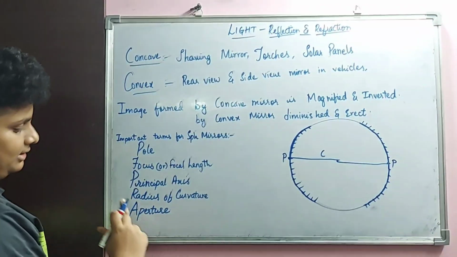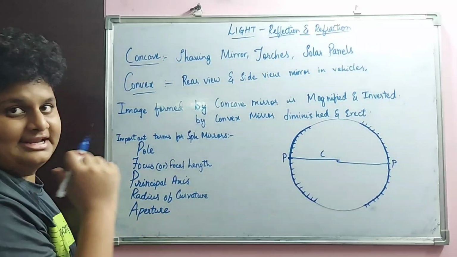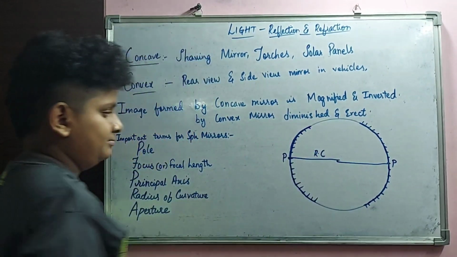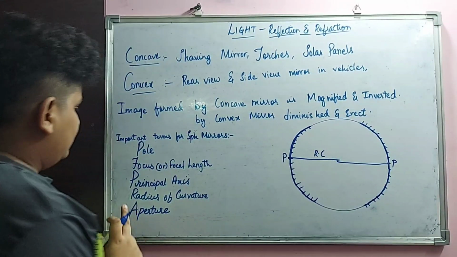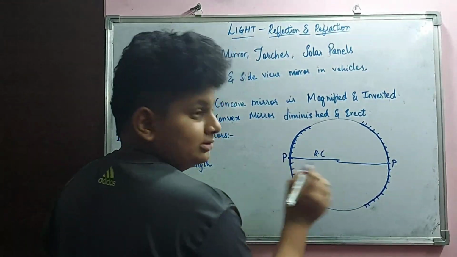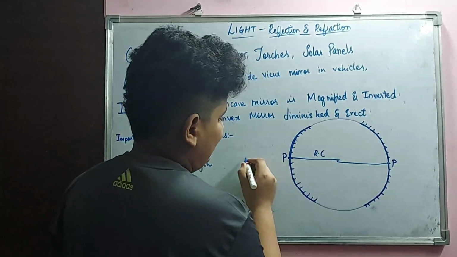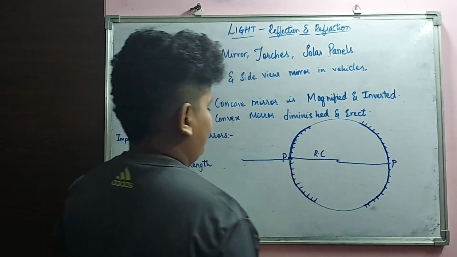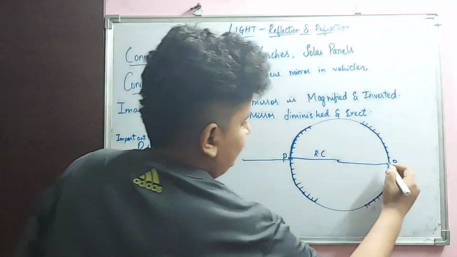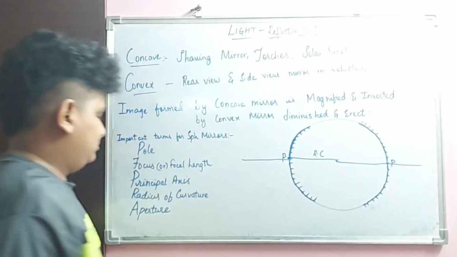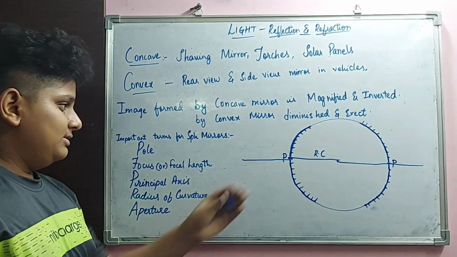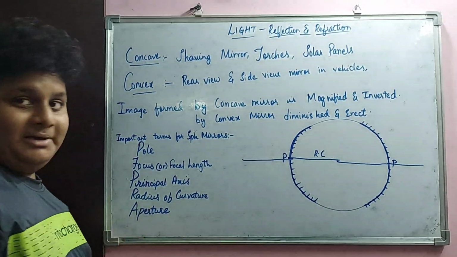As we saw here, the center of curvature or radius of curvature. Let us mark it as R and C. Next, the principal axis. The common line passing through the mirror, along which the light ray passes, is known as the principal axis. For the concave mirror, it passes from this side. The next one is the radius of curvature, as we know, and the aperture.